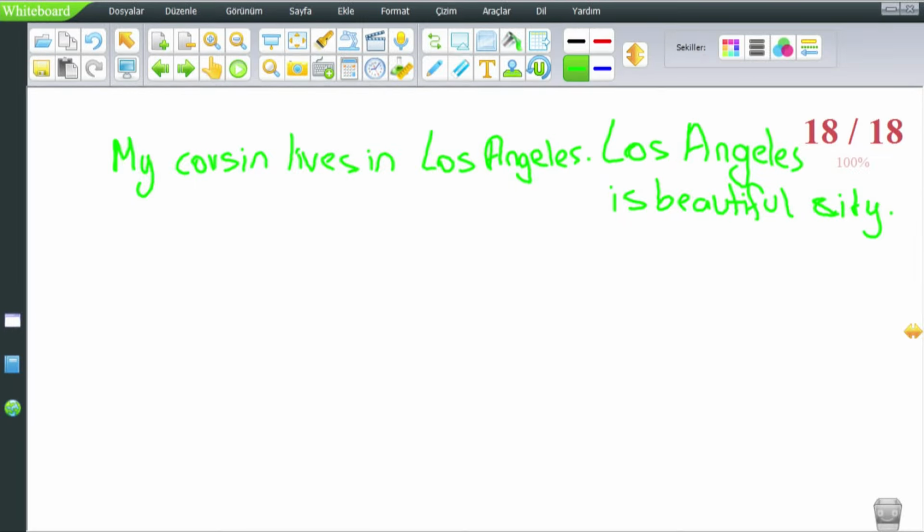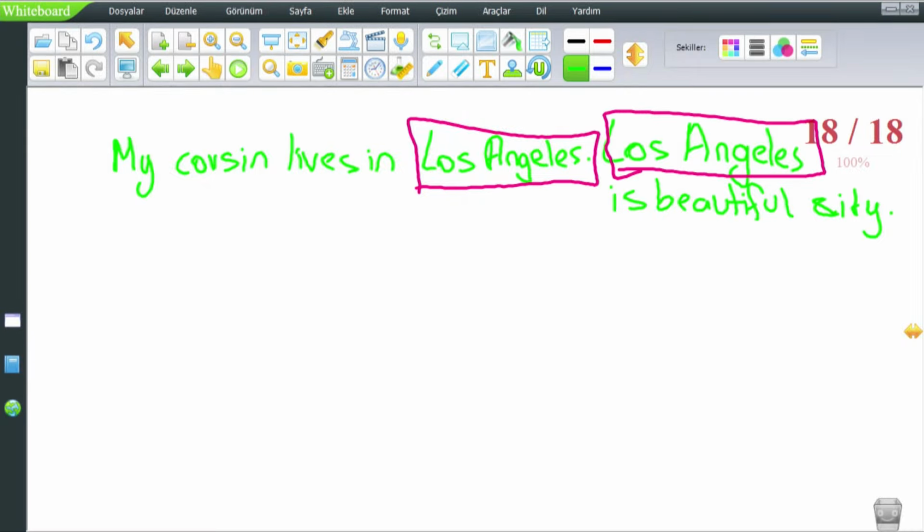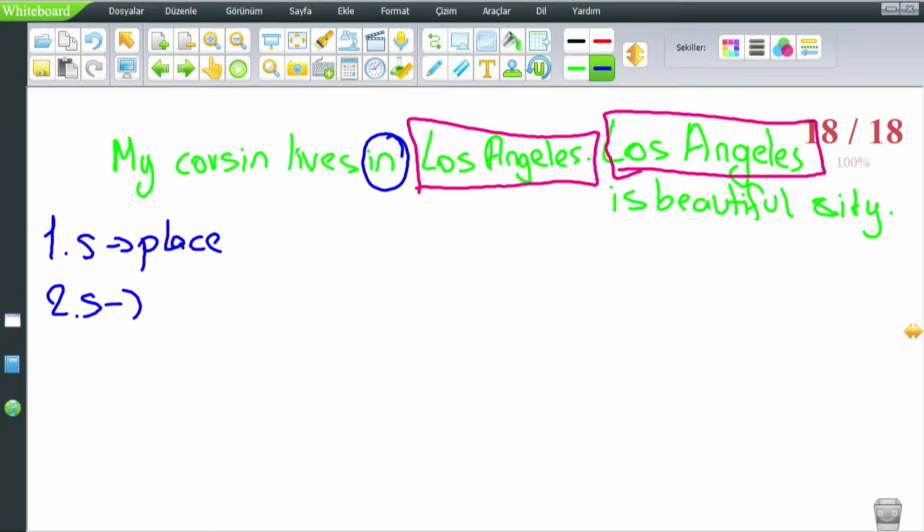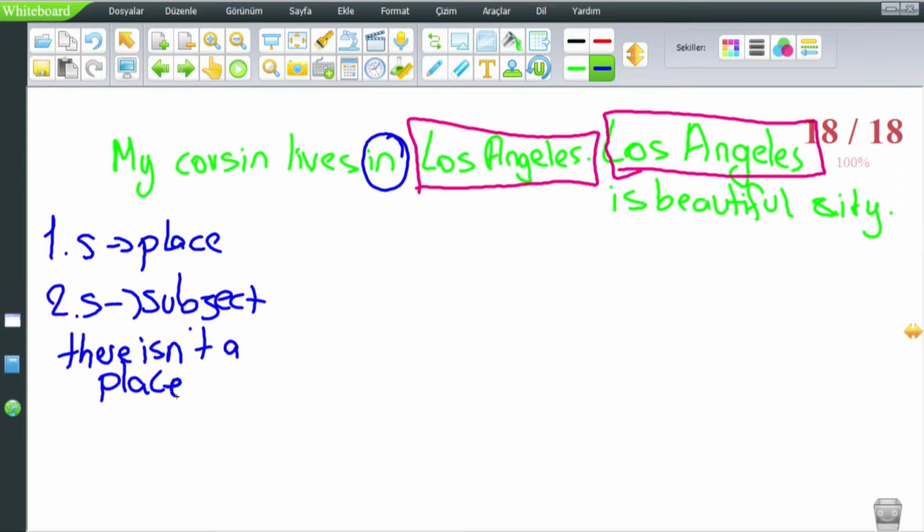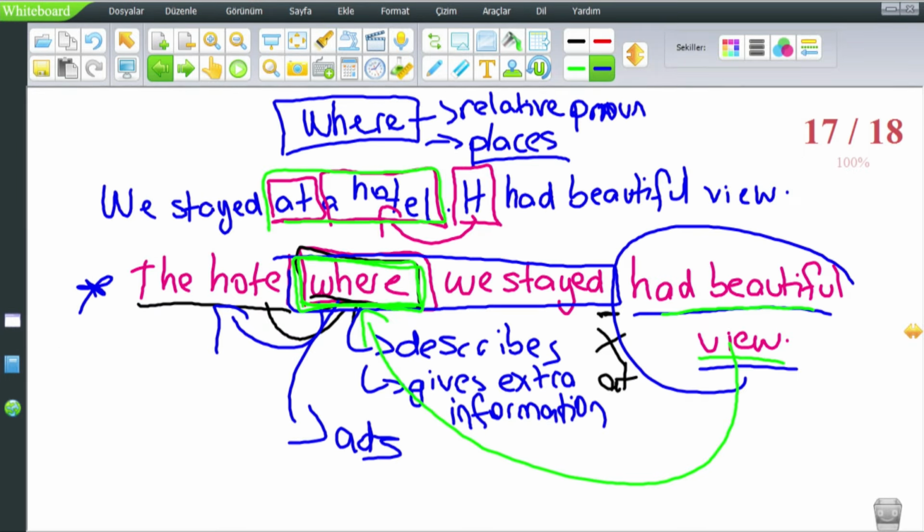Here, the common feature of speech in these two sentences is Los Angeles. In the first sentence, it is used as a place. And in the second sentence, it is not used as a place. It is used as an object, as a city. In the second sentence, there is not a place meaning. That is the reason why I cannot switch the places of the sentences in this example also.